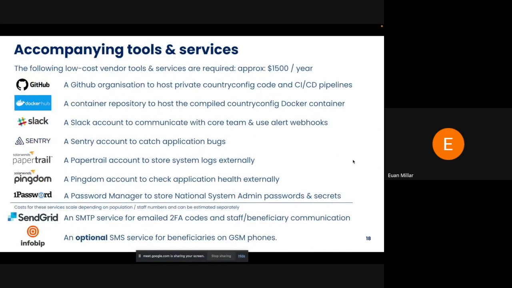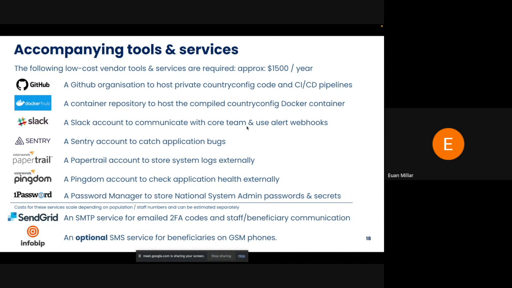There are some accompanying tools and services which you will need. And these are very low cost, really small cost, approximately $1,500 a year. You will need a GitHub organization to store your private country config code and customize your continuous delivery GitHub actions or pipelines. You will need a container repository like Docker Hub to host the compiled Docker container. That's just where we can pull that from. So these are 2 repositories for code and Docker image.